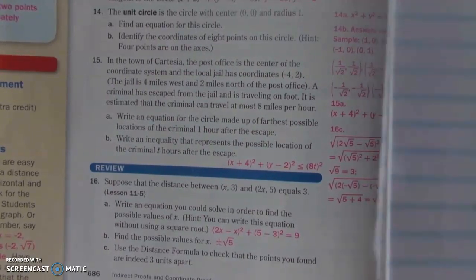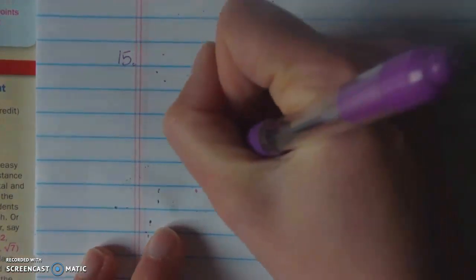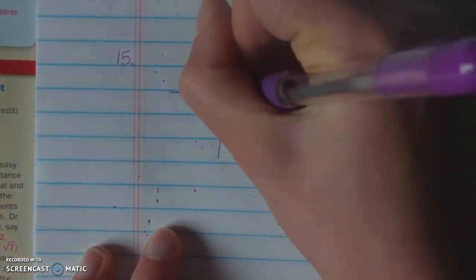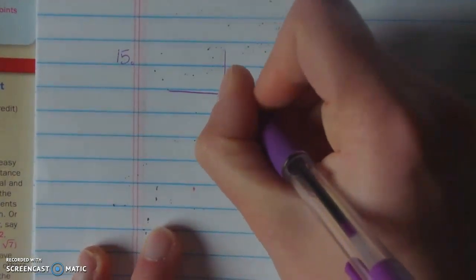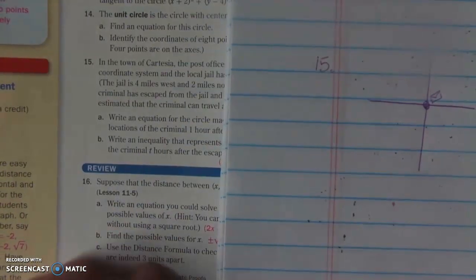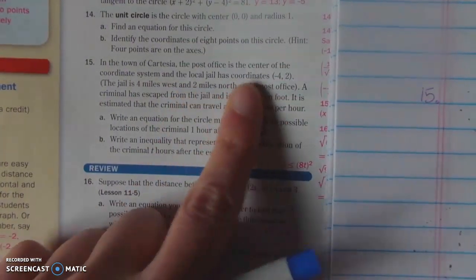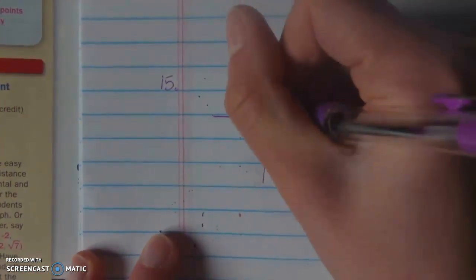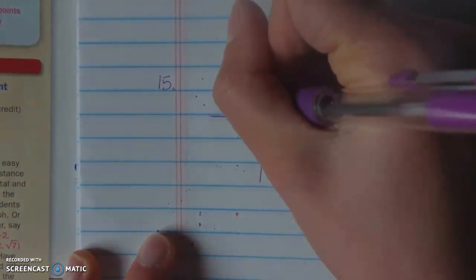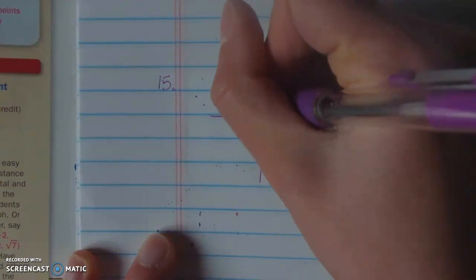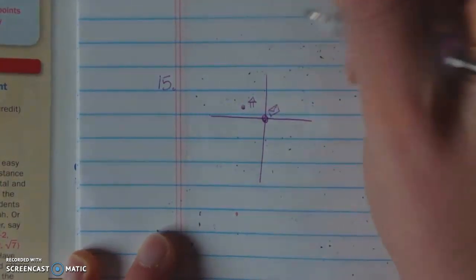So first thing first is, when I'm thinking about this situation, it's not bad to get a little sketch down. So I've got, let's say this is our post office central, right? We're talking about a coordinate system where the post office is central. I'm just going to draw a little mail there. So the next thing I know is that the local jail is at (-4, 2). So if (-4, 2), this is the local jail. And we've got some criminals there. I'm just going to do a little house for the jail.